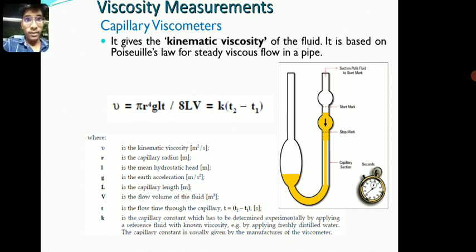where mu is the kinematic viscosity, r is the capillary radius, h is the mean hydrostatic head, g is the earth acceleration, L is the capillary length, V is the flow volume of a fluid, and T is the flow time through the capillary, where K is the capillary constant, which is determined experimentally by applying a reference fluid with a known viscosity. For example, by applying freshly distilled water, the capillary constant is usually given by the manufacturer of a viscometer.